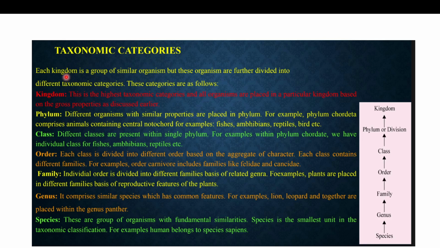And finally there are taxonomic categories, like we looked at the different kingdoms, right? Monera, protista, fungi, plantae, animalia. Now each kingdom is a group of similar organisms, but again these organisms are further divided into different taxonomic categories, like phylum, where different organisms with similar properties are placed. Then class, different classes are present within a single phylum. Then there's order. Now each class is divided into different orders based on aggregates of characters. Then comes family. Individual order is divided into different families. And then genus comprises similar species with common features. And finally, species, which is the smallest unit in the taxonomic classification.